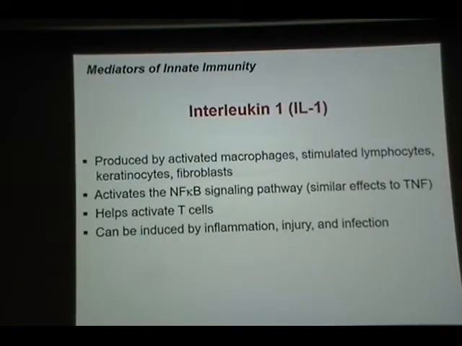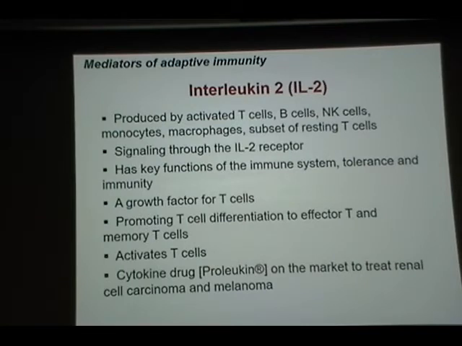IL-1 is produced by activated macrophages, stimulated lymphocytes, keratinocytes like epithelial cells, and fibroblasts. It can activate the NF-kappa B signaling pathway. When I talked about NF-kappa B signaling, I used IL-1 as the cytokine to activate the pathway. It has a very similar effect to TNF-alpha. It helps activate T cells. It can be induced by inflammation, injury, and infection. So that's a very important cytokine.